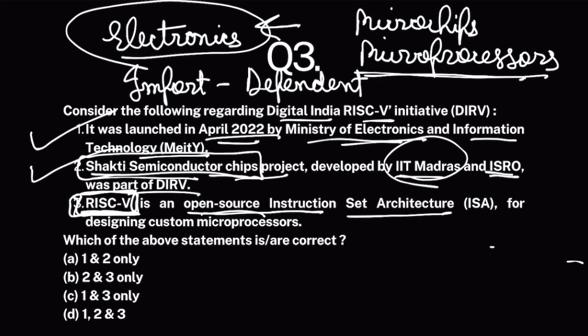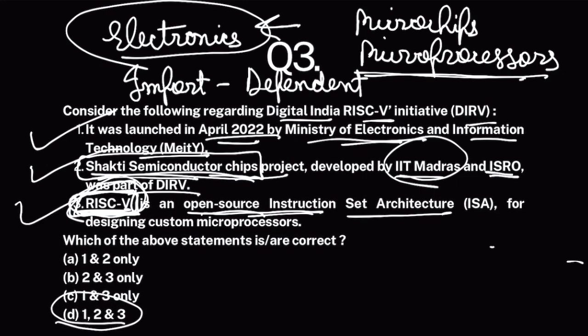So, RISC-V is a technology or a method of programming these microprocessors, and under this, specialized microprocessors or microchips can be created. So, the Shakti semiconductor chip is based on this architecture or methodology under DIR-V. So, this statement is also correct. All statements are correct. The answer is D.